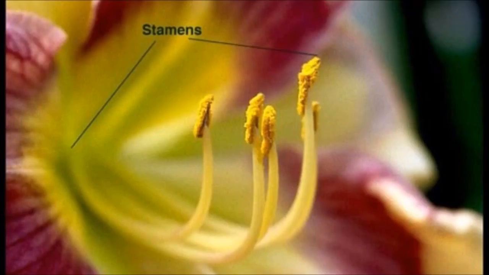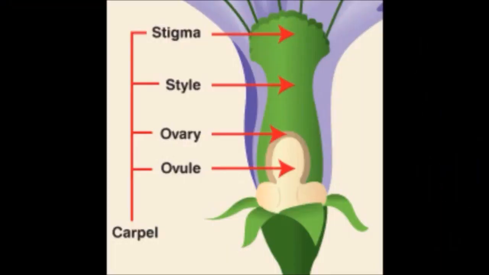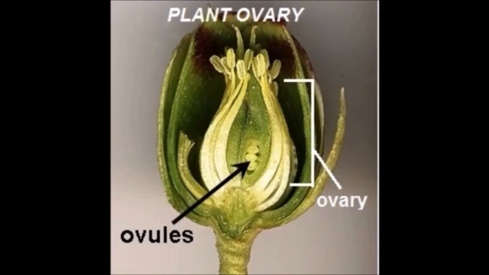Stamens are the male reproductive part and produce pollen grains that are yellowish in color. Carpels are present in the center of a flower and are the female reproductive part. It is made up of three parts. The swollen bottom is the ovary, the middle elongated part is the style, and the terminal part, which may be sticky, is the stigma. The ovary contains ovules and each ovule has an egg cell.